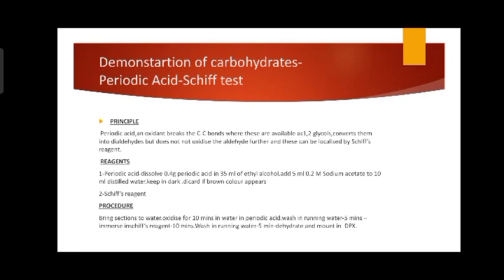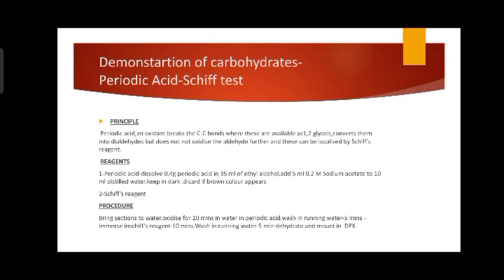The principle of this test is that the glycol groups of carbohydrates are oxidized by periodic acid to release dialdehydes. These aldehydes on subsequent combination with Schiff's reagent result in the formation of a magenta colored complex, or the color ranging from red to violet. This intensity of color demonstrates the tissue components with carbohydrate attachments. So this is about their principle.